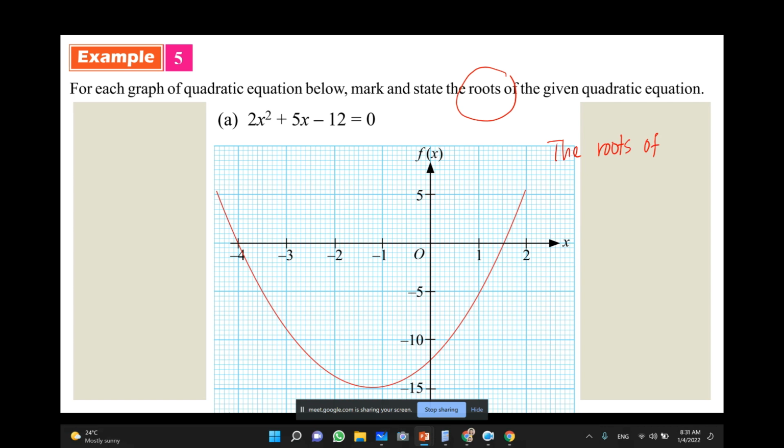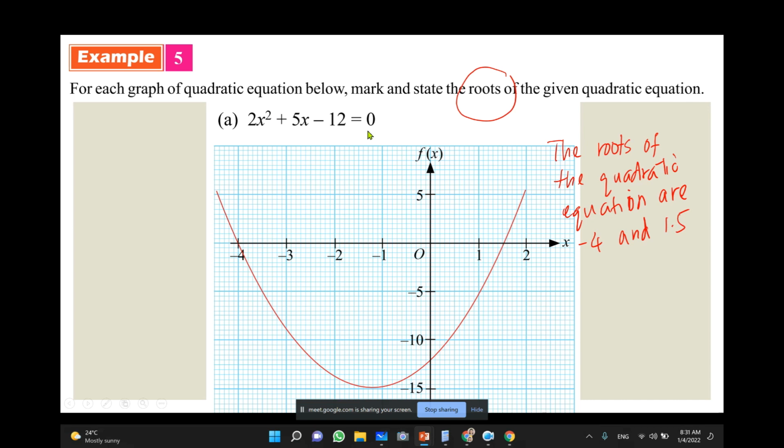The roots of the quadratic equation are, because we have 2 there, -4, and what about the other one? Can you read or not? This is 1 in between 1 and 2, so it is 1.5. So those are the 2 roots of this quadratic equation.